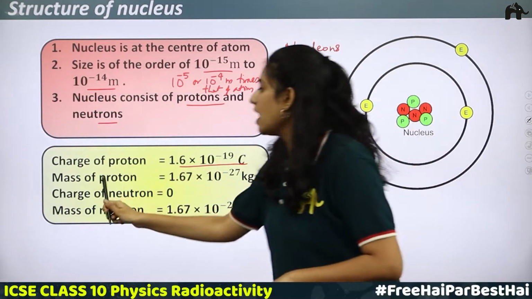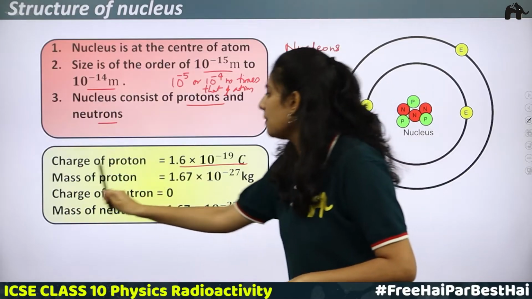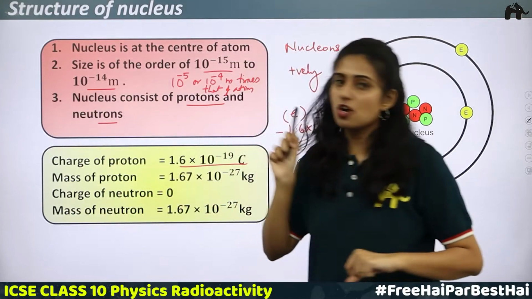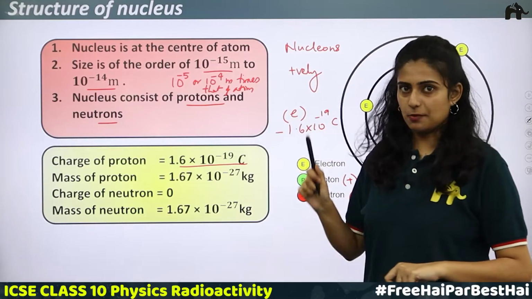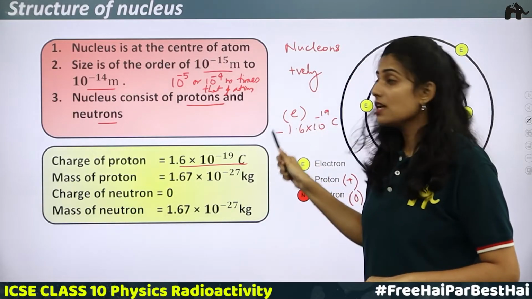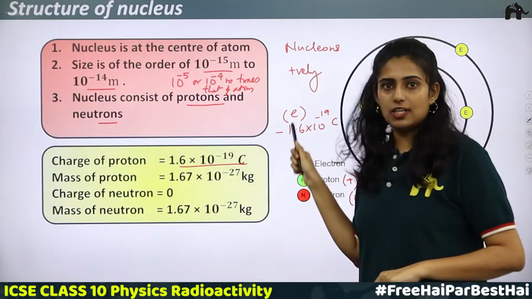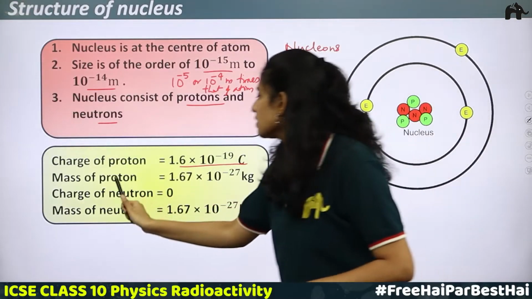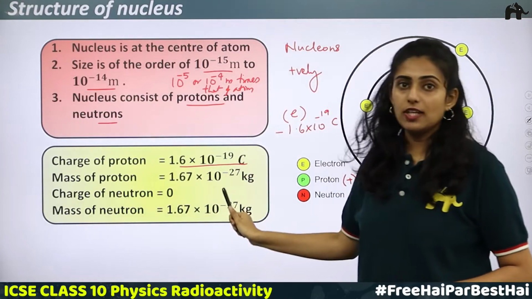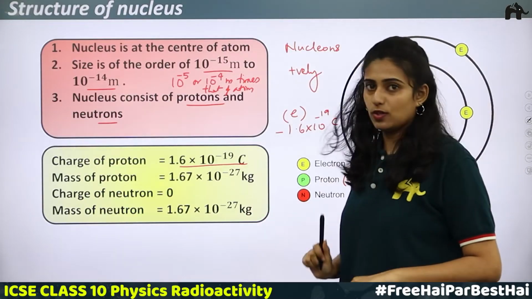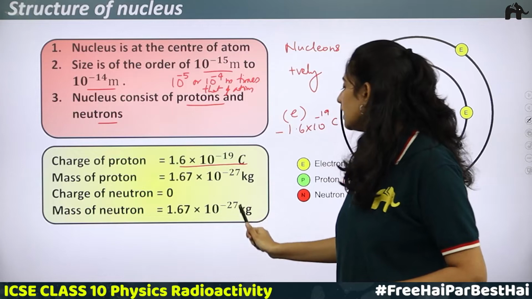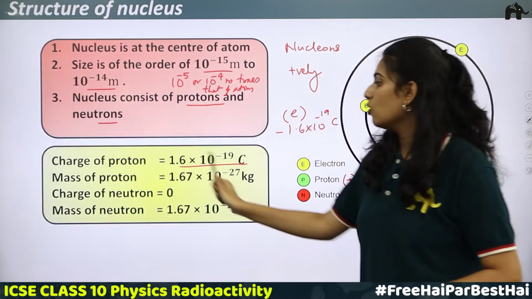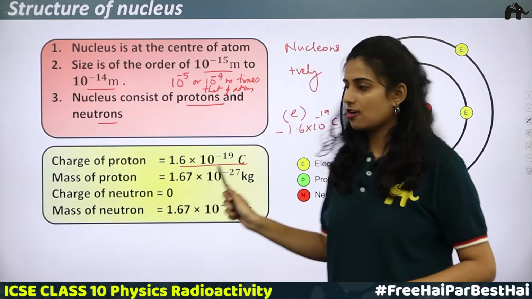Next is mass of proton. You can remember this way. Mass of proton and mass of neutron are the same. Charge of proton and charge of electron are the same in magnitude, but there is a negative sign for electron. The mass of proton is 1.67 into 10 raised to minus 27 kilogram and that of neutron is also 1.67 into 10 raised to minus 27 kilogram. What about the charge of neutron? Charge of neutron is 0.